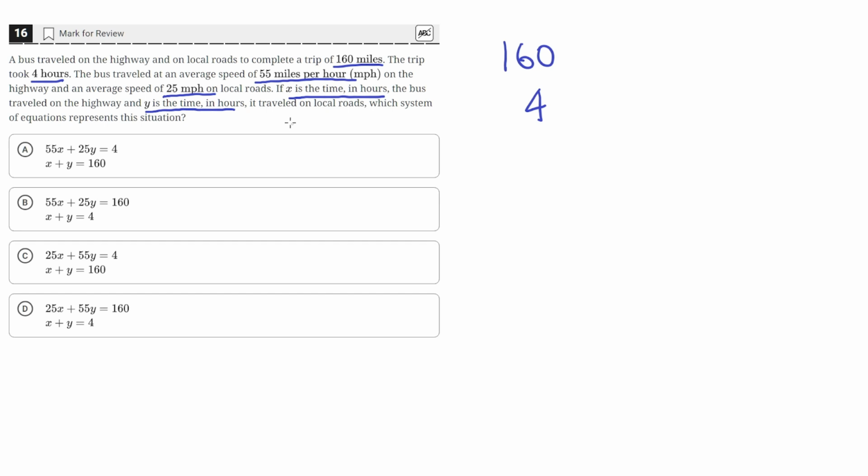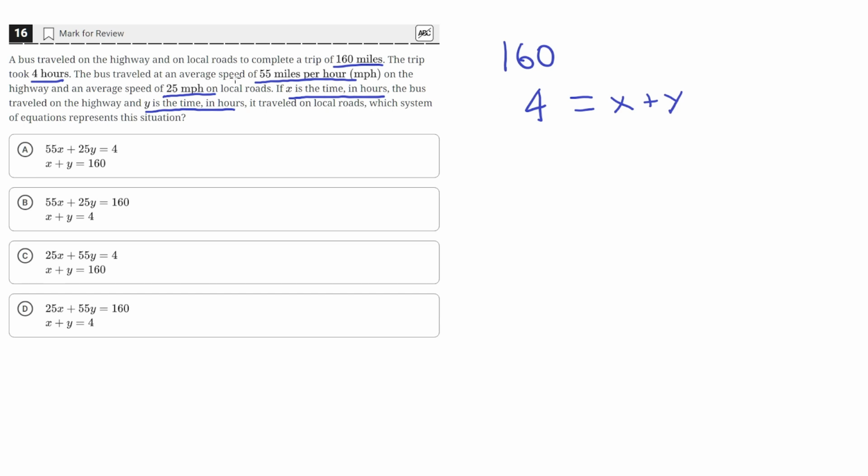So to create the system of equations, let's first begin with the time, which is equal to 4 hours here. So we have that x is time in hours on the bus traveling on highway, and y is the time in hours it traveled on local roads. Therefore, 4, which is the total hours it traveled, must equal x plus y.